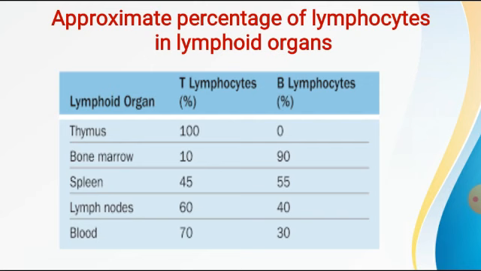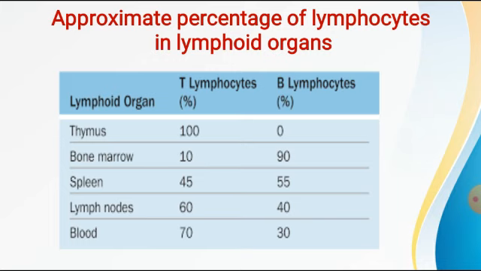This slide shows you the approximate percentage of lymphocytes in lymphoid organs. The first column is lymphoid organs, and the third is T and B cells. Look at the first one, the thymus. We all know that only T cells originate from the thymus. So here it is 100% T cells in the thymus, and there are no B cells found in the thymus.